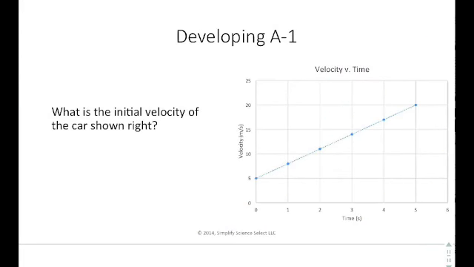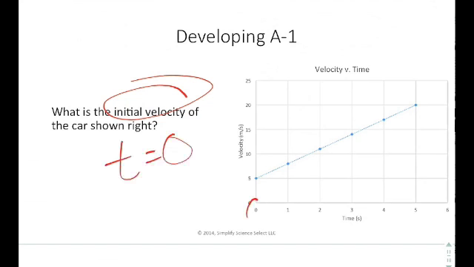So if we look at an example, it says, what is the initial velocity of a car shown to the right? So the key word is initial velocity, and if you look at the initial velocity, it's the first velocity that's shown, or the velocity when t is equal to 0. So we come right here, we read that particular point, and we would say that it's 5 meters per second.